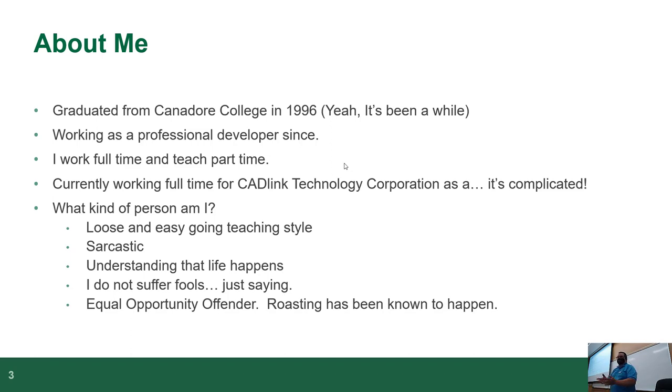I work for a company called CADLINK Technology Corp. Nobody's ever heard of it, so I don't even feel offended that nobody's ever heard of them. We're really small. We've been around for almost 30 years. But we're really small, but we control over 40% of whatever market we're in. So, you know, it's an interesting company.